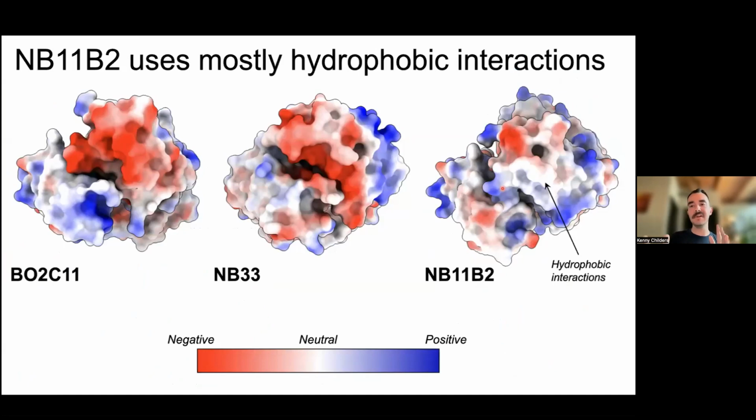And again, this is just looking at the electrostatics of these antibodies. While the first two antibodies that I introduced in the previous part use these negatively charged paratopes to bind to factor VIII, NB11B2 is actually going to use this hydrophobic loop that shoots out and is going to bind to those hydrophobic residues on factor VIII.